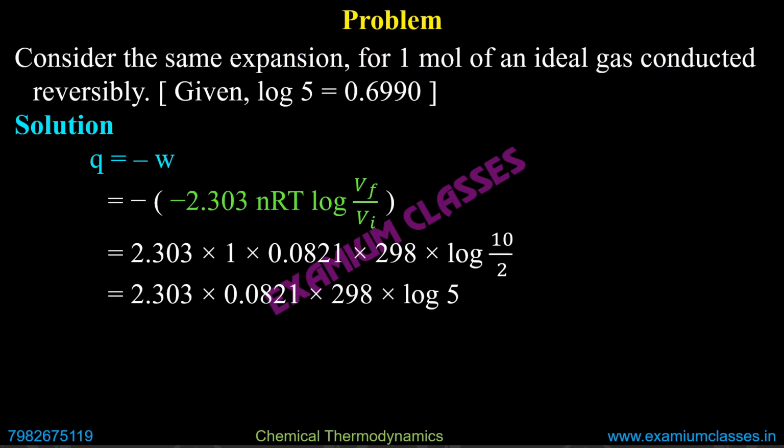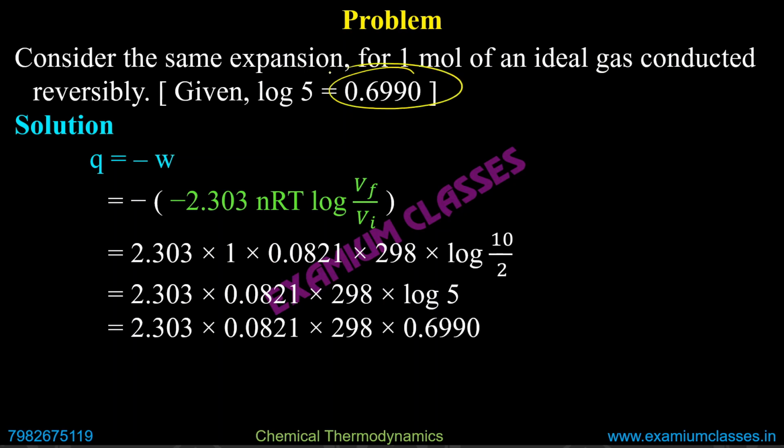Then we solve this one. Log 5 value is given. Substituting that, we solve, and we get the value of heat as plus 393.66 liter atm. Because it is positive, it means this much heat will be absorbed and the same amount of work will be done by the system. W will obviously be negative because Q equals minus W.